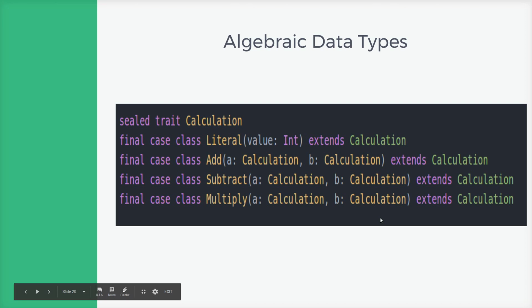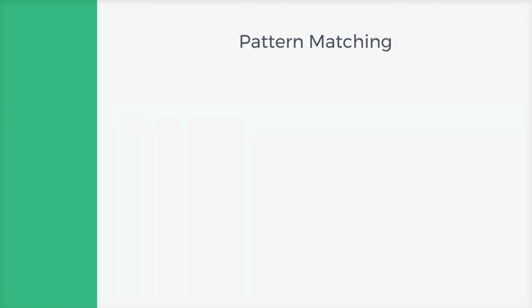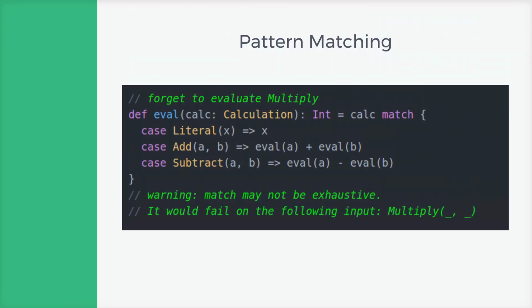Algebraic data types make it very easy to evaluate them using another technique from functional programming called pattern matching. You can see pattern matching like a switch and case, but more sophisticated; you can do several more powerful things. In this case, we are going to match on the calc argument in this eval method, and depending on the result, like if the argument is a literal with an x, we don't care what the x has, but we have an x.